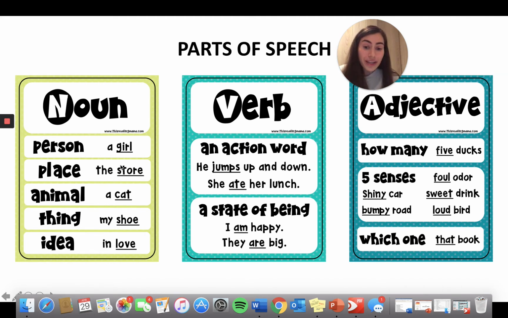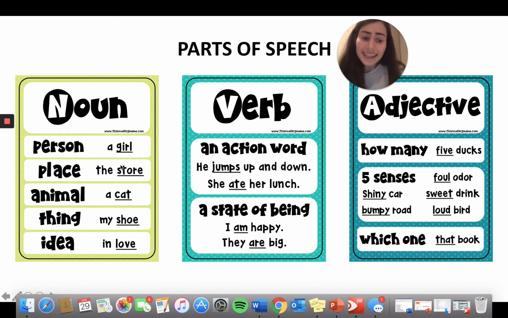The last one that we have is an adjective. Adjectives are description words. They describe something. So right now, Miss Cone is talking loudly. Loudly would be the adjective. Or if I'm talking quietly, quiet would be the adjective, describing how I'm talking. Sometimes adjectives can tell you how many. 5 ducks. It's describing the amount of ducks.